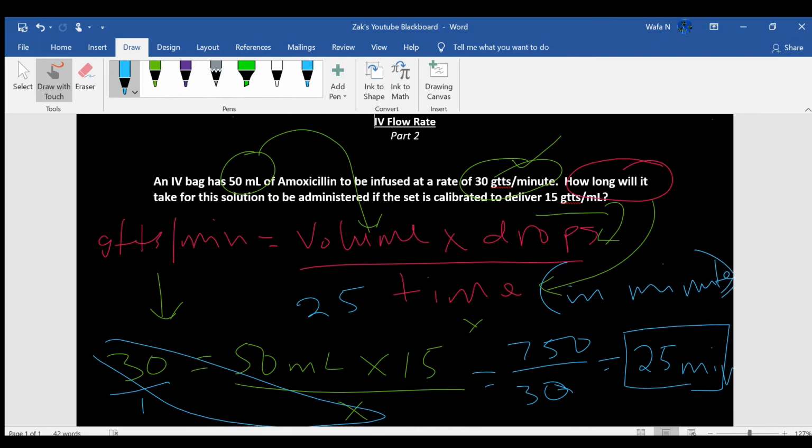So how long will it take for this solution to be administered if the set is calibrated to deliver 15 drops per milliliter? The time is going to be 25 minutes, and that is our answer. So 25 minutes is the time. Again, the time noted here is in minutes, and the answer is 25 minutes, which will be the time needed to infuse this solution. That's very straightforward, and I hope this is clear.